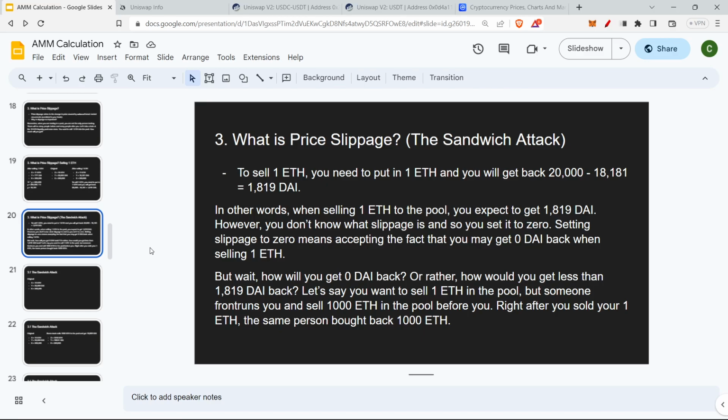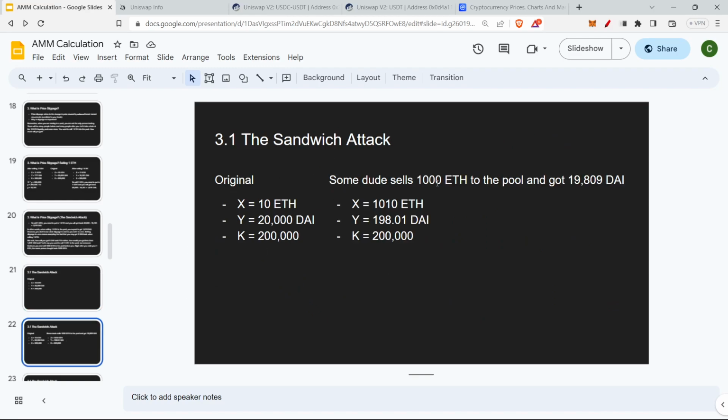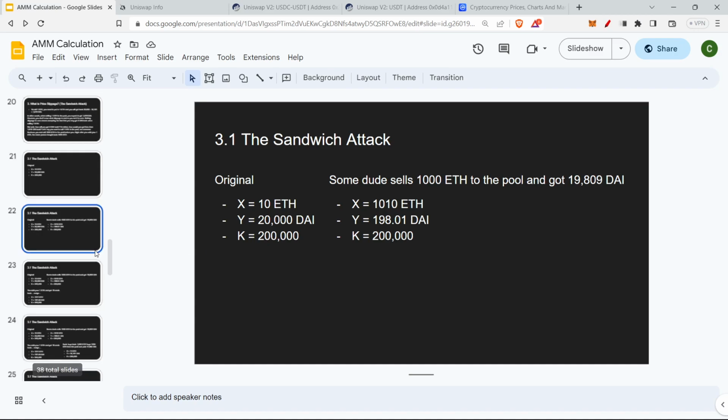So the sequence goes like this. That person sells 1000 Ethereum first. Then you sell your one Ethereum. Then that person buys back 1000 Ethereum. This is the original pool. That dude sold 1000 Ethereum to the pool and got 19,809 DAI. This is not a really good trade because essentially he sold one ETH for like $20. But you didn't know that this trade happened. So you sold one ETH. Now think about what can go wrong if you sell one ETH right now.